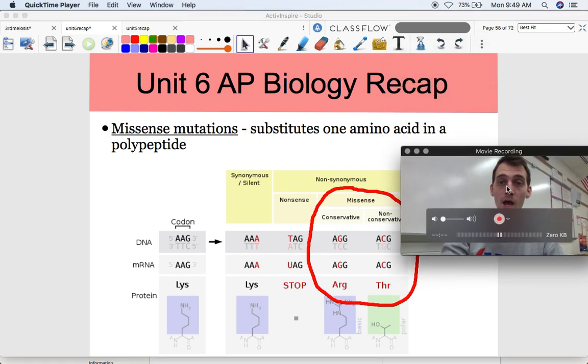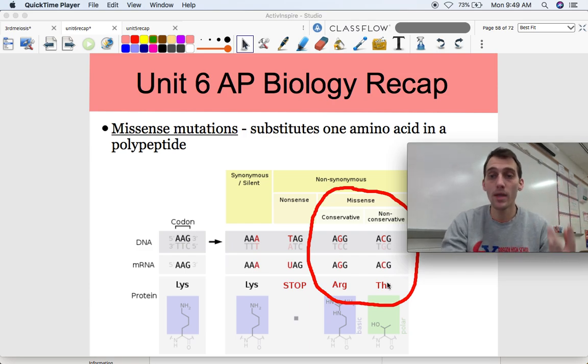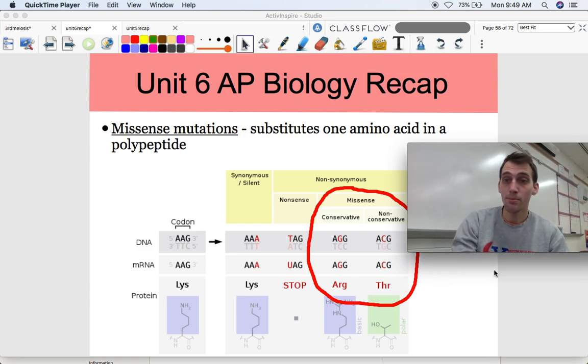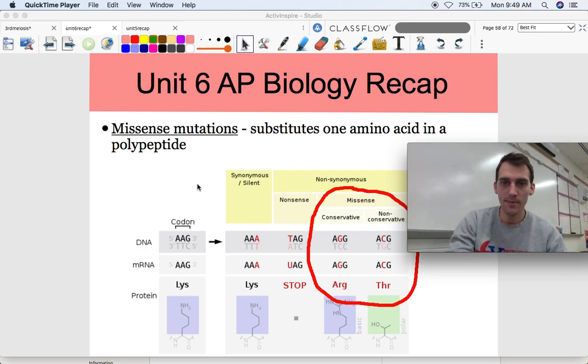Missense mutations are the point mutations that change one amino acid to another. So if my original codon was AAG and it produced lysine, my codon now, AGG, will produce arginine, or ACG will produce threonine, and that would change one amino acid in my protein, and that can alter the protein's function. It can change the protein's shape.